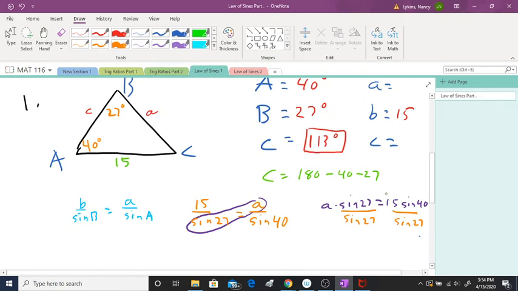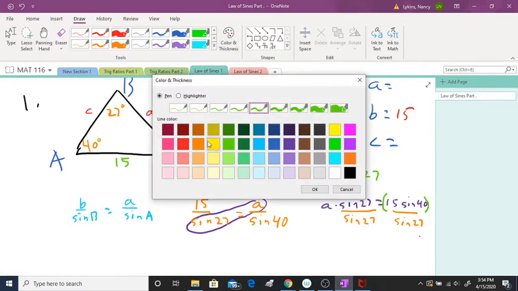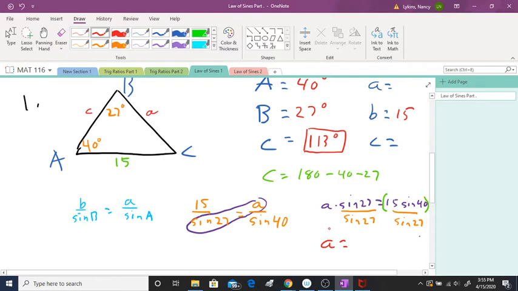Now, calculator-wise, those that have graphing calculators, I would probably use parentheses. Do 15 sine of 40 divided by sine of 27. Those that have a scientific calculator, I would probably start out saying 40 sine and then multiply it by 15, hit enter, then divide it by sine 27. That's probably how most of our scientific calculators will do this. So once again, to find little a, you would do 40 sine times 15 divided by 27 sine, hit enter, and that's what you should get. You should get what I'm getting for my little a, which is roughly 21.2. Now, since 113 has 3 significant digits, that's why I'm doing 21.2.